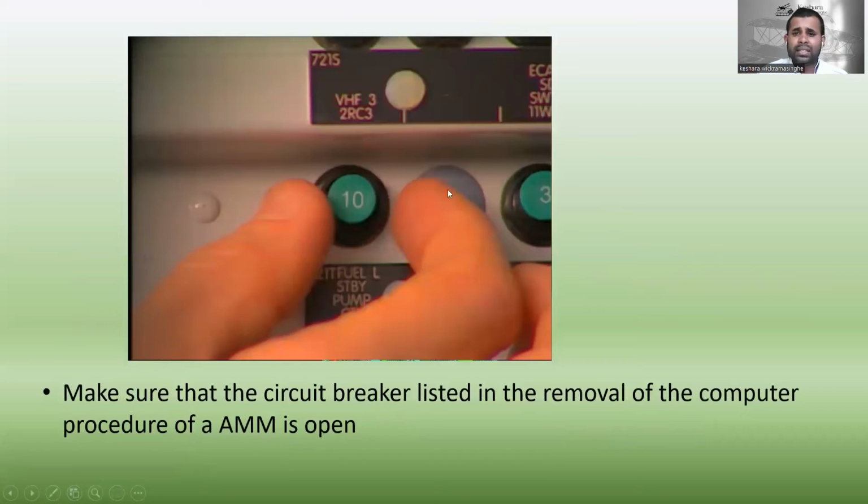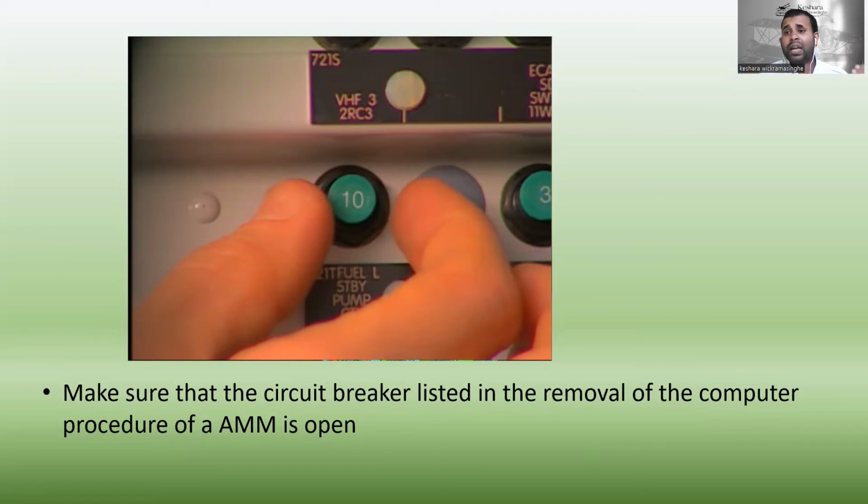All right, so the next one here is the circuit breakers. I showed already through the last lesson the circuit breakers panels, right? In the overhead panel also there are circuit breakers. Make sure that the circuit breaker listed in the removal of the computer procedure of the AMM is open. It means if you're going to do some work like this removal or installation work, everything's in the aircraft maintenance manual.